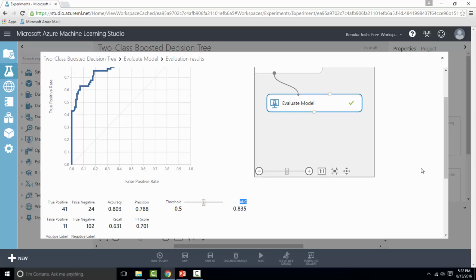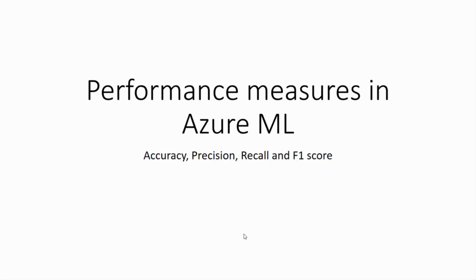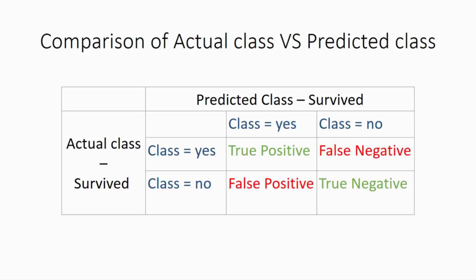A confusion matrix is a table that is often used to describe the performance of a classification model on a set of test data for which the true values are known. All the measures except AUC can be calculated by using the leftmost 4 parameters. So I have created this PowerPoint which will allow you to understand these numbers better. This is the comparison of actual class versus predicted class. True positives and true negatives are the observations that are correctly predicted and therefore shown in green color. We want to minimize false positives and false negatives, so they are shown in red color.